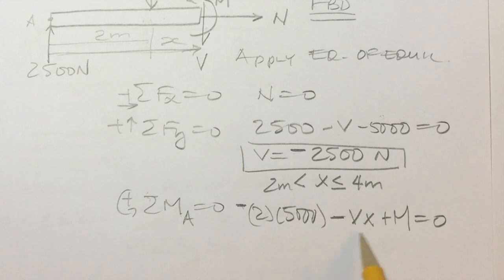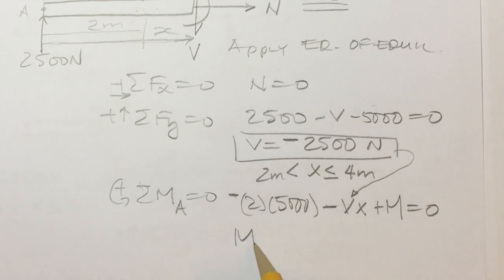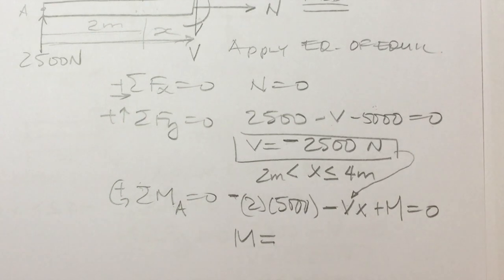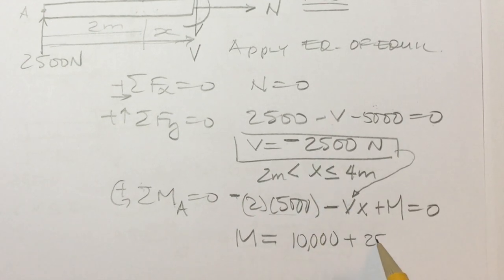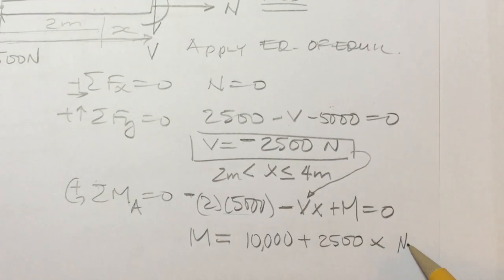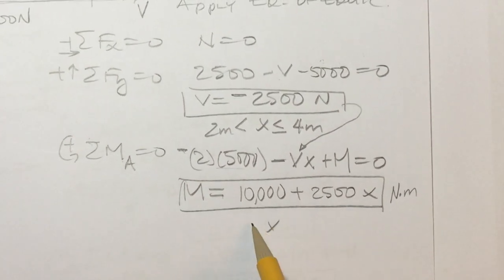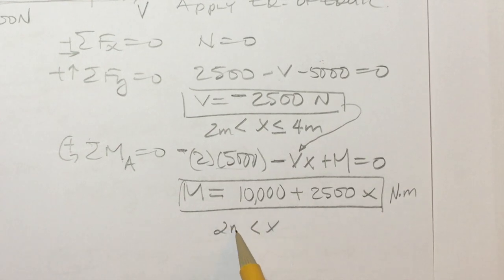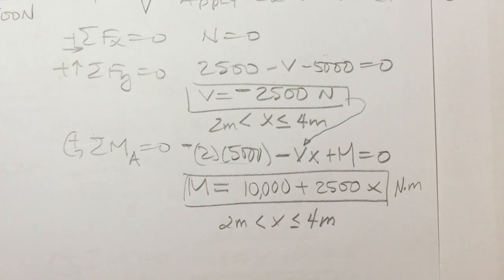Solve for the moment, because we know what the shear force is. That's just right there. We'll substitute it. So we have moment is equal to 10,000 plus the shear force of 2,500 X, and that would be in newton meters. So we found how moment varies along X, and this expression is valid from 2 meters up to less than or equal to 4 meters.